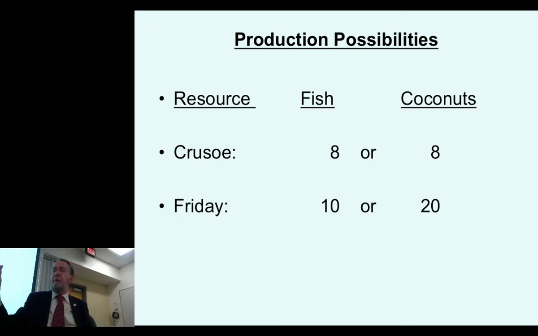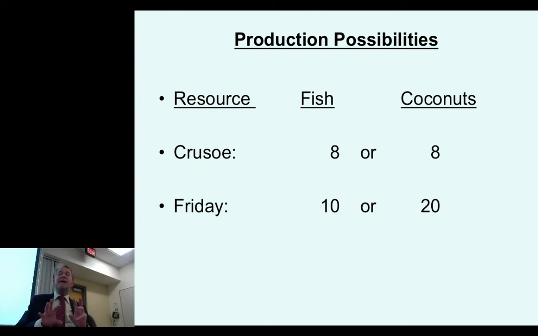Friday, different resource. He's more productive in either one of the two goods. Everybody see it? In fish, he can do 10. Crusoe can only do 8. Coconuts, 20 versus 8. So Friday has an absolute advantage in both products. He's more productive per time period than the other resource.